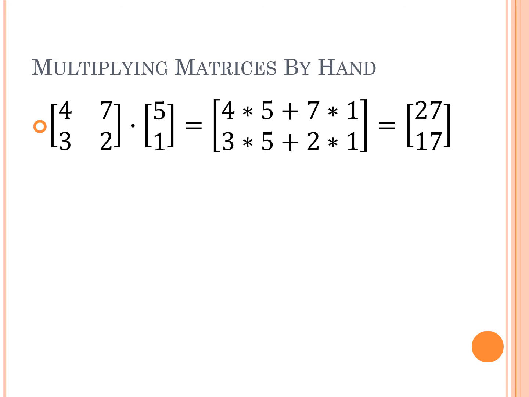It takes some practice to get comfortable with what numbers you're multiplying and which ones are going to go in what spot. But again, the first matrix we're going to move left to right with the rows. The second matrix we're going to move up and down with the columns. And then we're going to add our entries there.